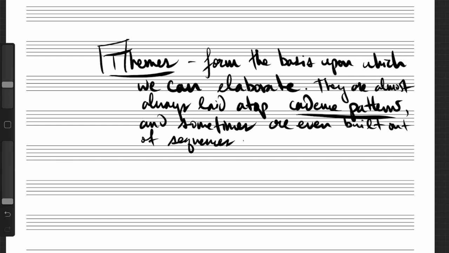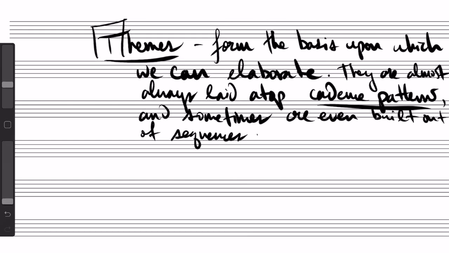All right, so we all know what themes are. They're the things that the audience can hold on to as we play, and they're the things that, as improvisers, we should keep in our heads so that we can come back to them later and riff on them. Importantly, themes are very often built out of cadence harmonies or cadence patterns. And sometimes they're built out of sequences, but more often actually they're built out of cadences. And I'll show you a couple examples.